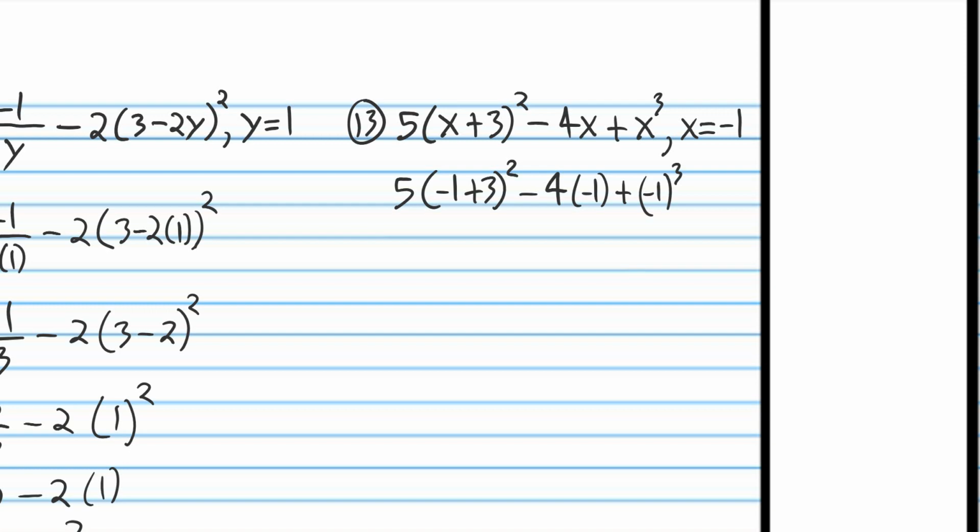All right, let's double check, make sure we plugged in everything correctly. Looks correct. Now PEMDAS tells us to do parentheses first. So negative 1 plus 3 is 2. Negative 4 times negative 1 is positive 4. Negative 1 to the third power is negative 1. And instead of writing the negative plus negative 1, I'm just going to use condensed notation.